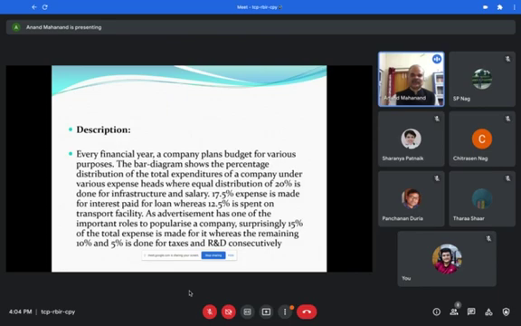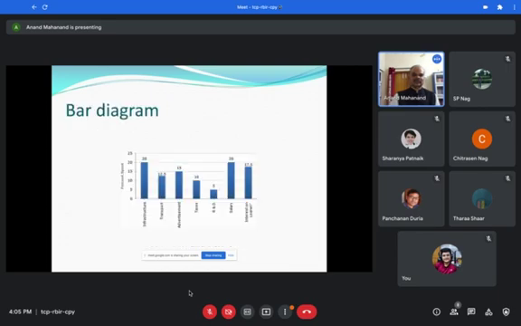All right, note down these figures and we'll tally. And if there is a disparity, if there is a problem, you tell me. Have you noted down these? Just the figures. Infrastructure and salary, how much? Interest for loan, how much? Transport, how much? Advertisement, how much? Tax and R and D, how much? Now I will show you the bar diagram. Now you compare.